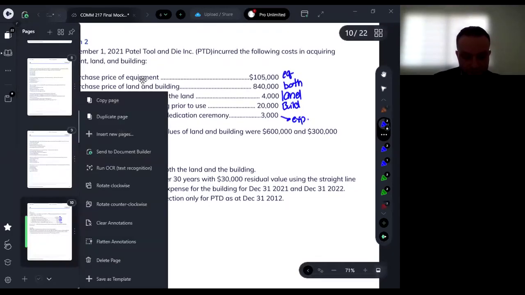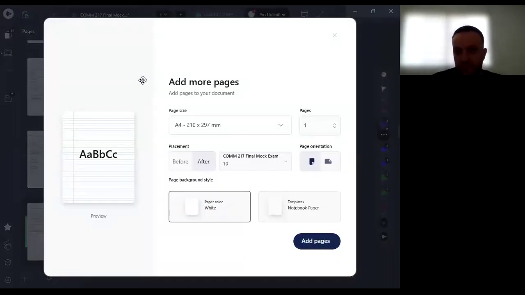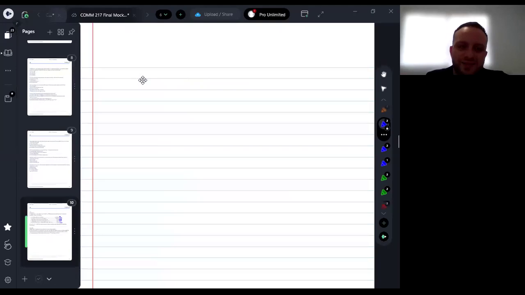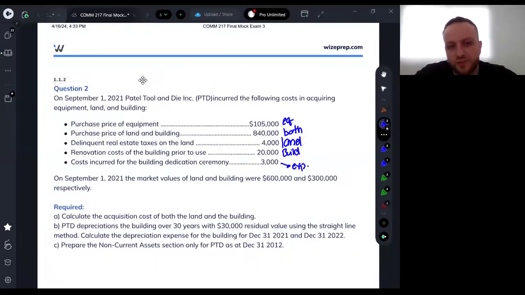Question here, Brandon. Why do you expense the ceremony? Because the ceremony doesn't enhance the value of the building. It doesn't make it better. It's not a cost that should be added to the cost of the building. Okay.